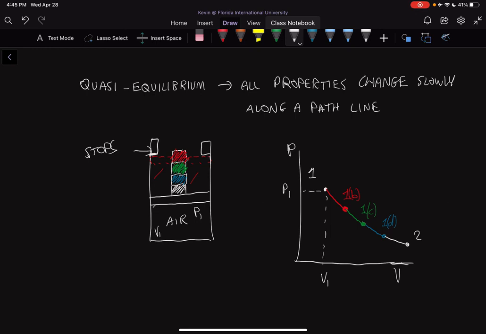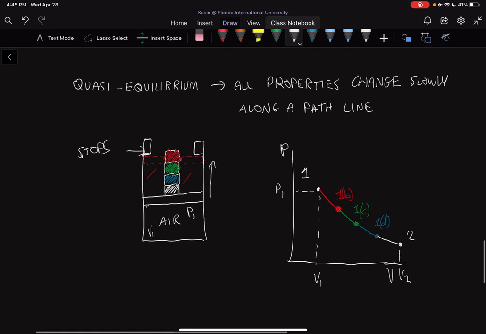And throughout this process, when you take out blocks off from a piston cylinder, what happens? The piston starts moving up until it reaches the stops. So this would be volume 2 when it reaches the stops. Okay, so that's usually when you take off block by block. You can think of that process as a quasi-equilibrium process.